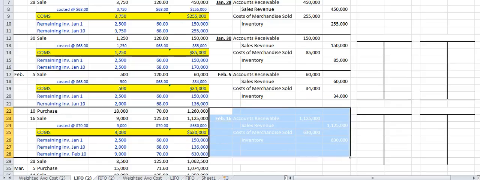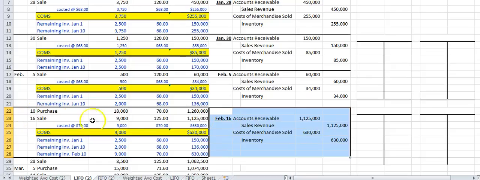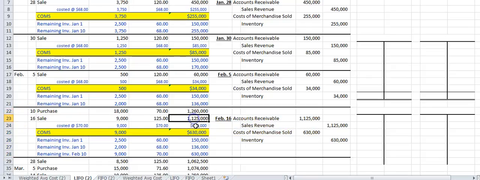Okay, so the entry here of the February 16 sale. There's the sale, there's the cost of merchandise, and here's the entry. I don't want to repeat myself continuously. At this point, you should have this memorized, right?